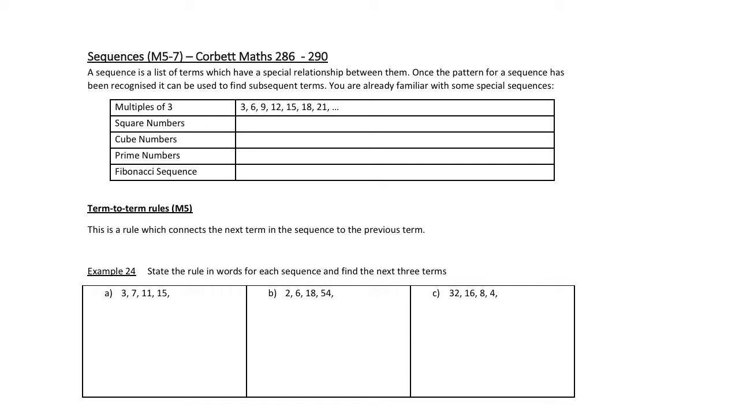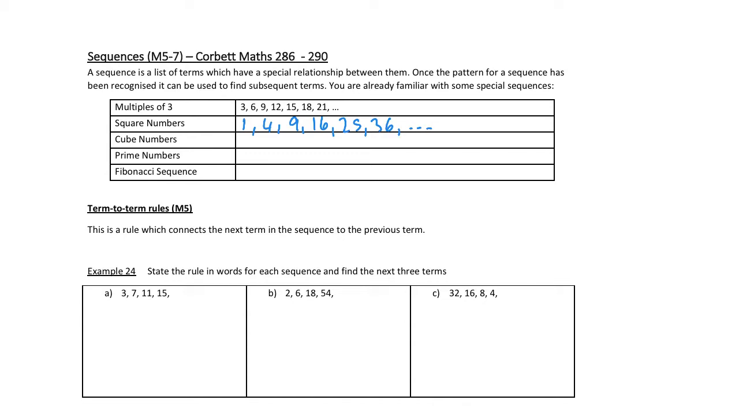sequences. A sequence is a list of terms which have a special relationship between them. Once the pattern of a sequence has been recognised, it can be used to find subsequent terms, and we already know some examples of those. So the multiples of 3, and we've got the sequence there, the square numbers. So that's 1, 4, 9, 16, 25, 36, and so on.